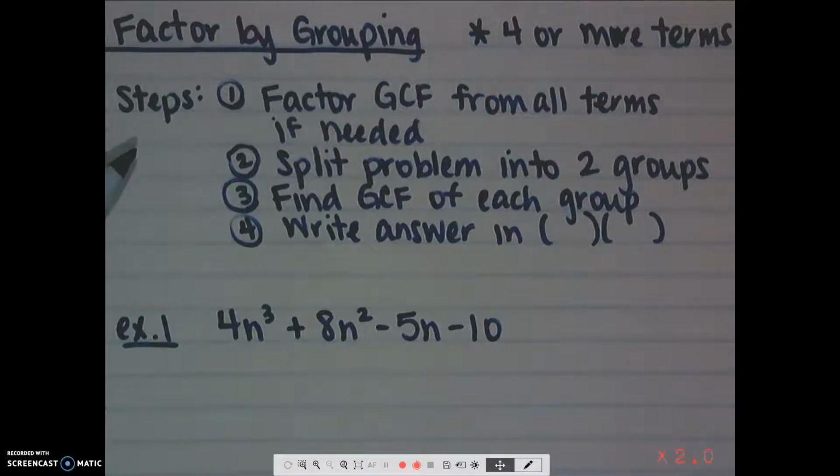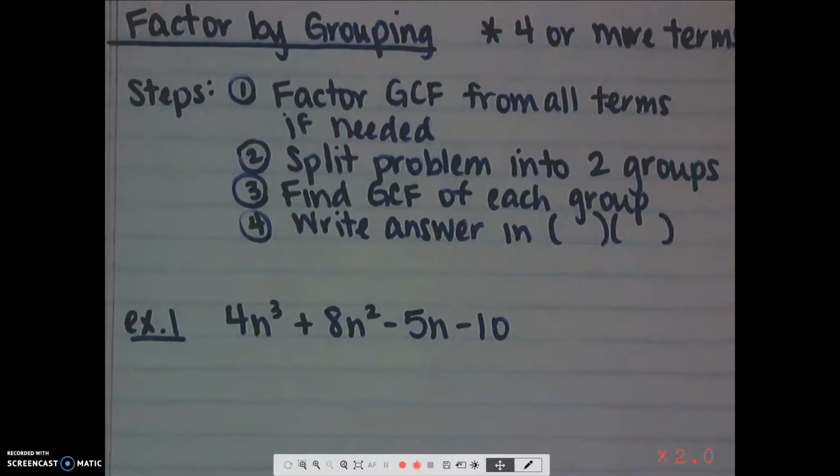First step is to factor the GCF out from all of the terms if needed. So that's all 4 of the terms. Second step is to split the problem into 2 groups. Then we would find the GCF of each group. And then the fourth step is to write our answer in the parentheses. Okay, so your answers are going to look exactly the same as they have for all of our other processes.